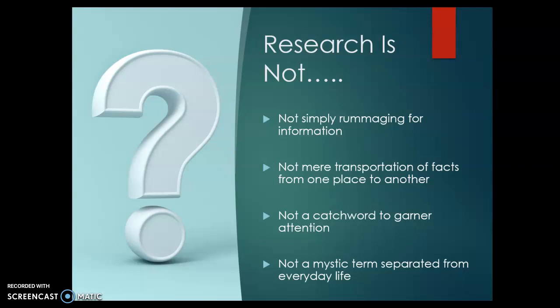It's also not a mystic term separated from everyday life. That means it's not something that's so overly complicated that you can't go out and conduct your own research in the real world. You can do that. You just need to know the steps and the process.